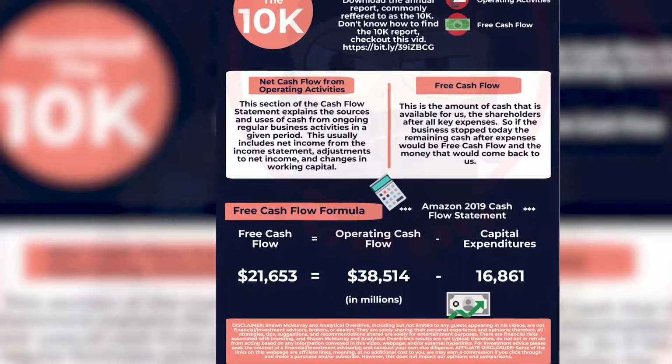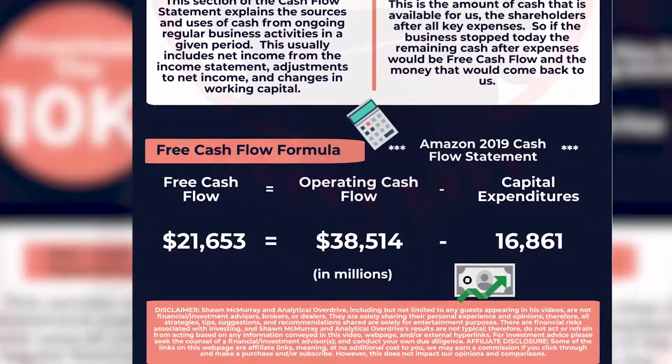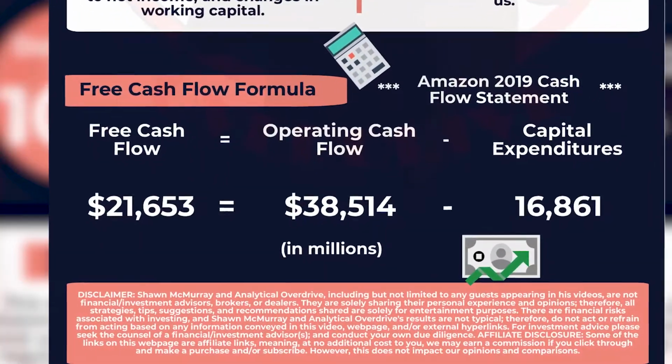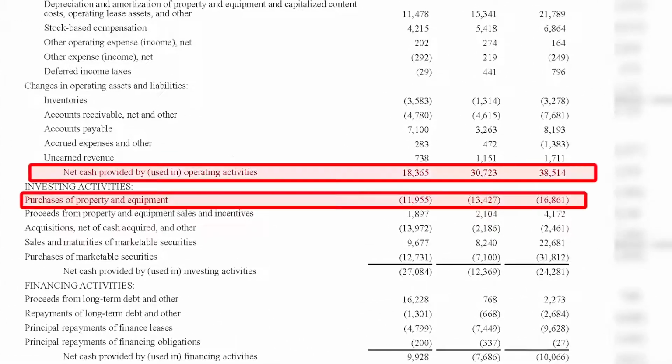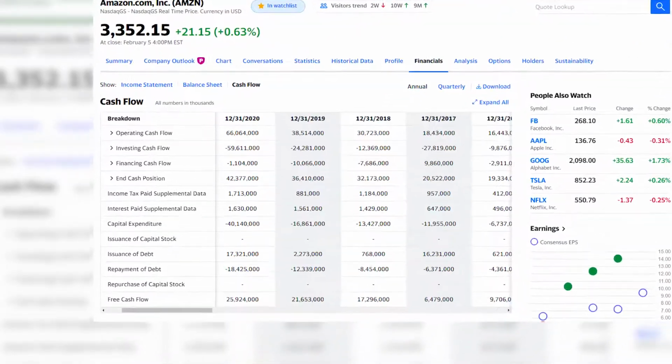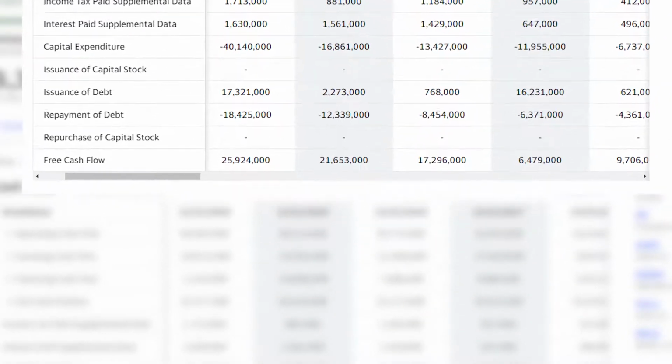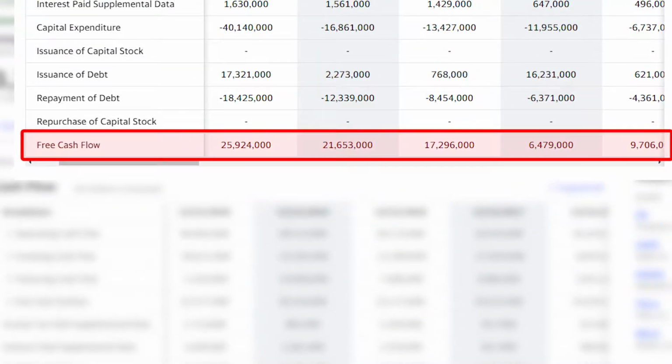The formula for this is free cash flow equals operating cash flow minus capital expenditures. Looking at the 10K, that would be operating cash flow right here minus purchases of property and equipment. Voila! You have free cash flow. On Yahoo Finance, that information is already calculated, which is why I love using it. And that's it.